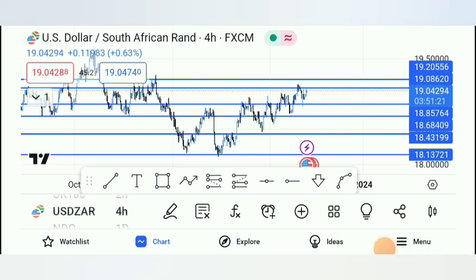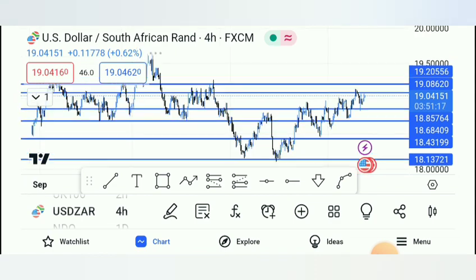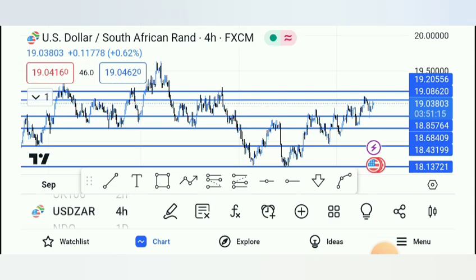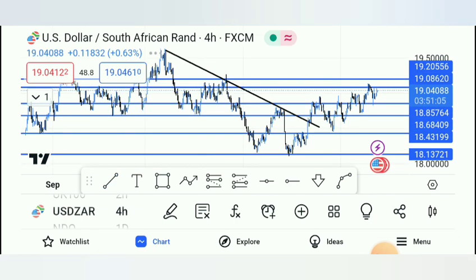So after I'm done identifying my zones, I'm going to identify my trend. As you can see, the market was on a bearish trend. You have to put this in mind.